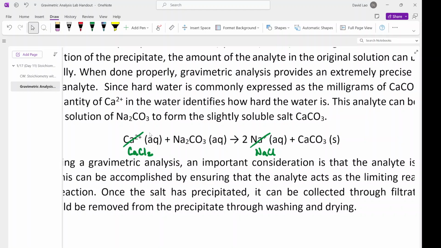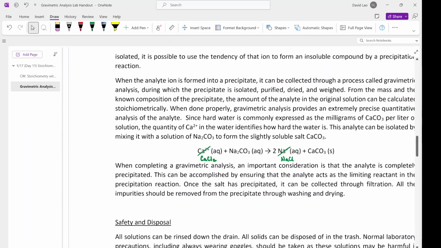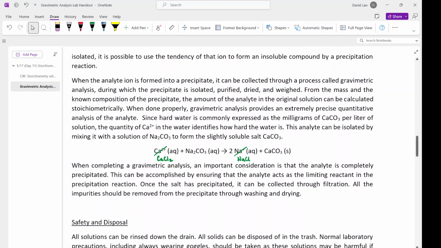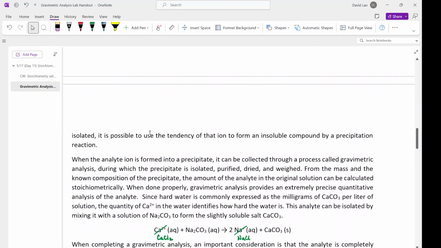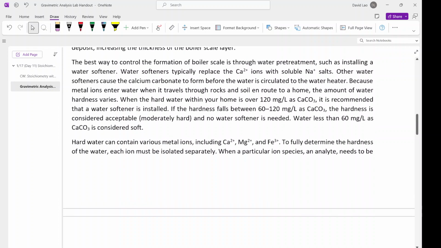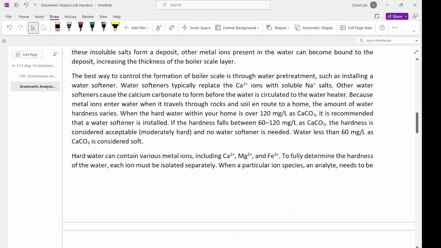And if you compare it to some benchmark numbers as to whether or not something is hard or soft, for water, you can make some statements as to whether or not the water needs to be treated or not.